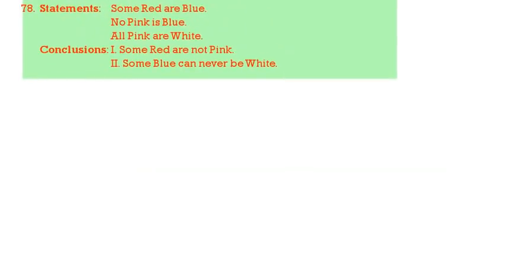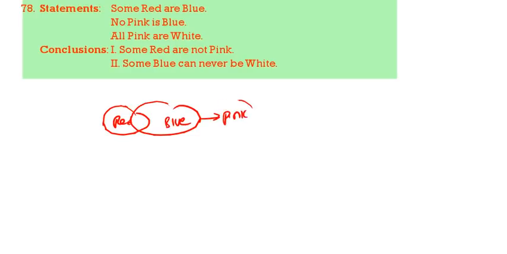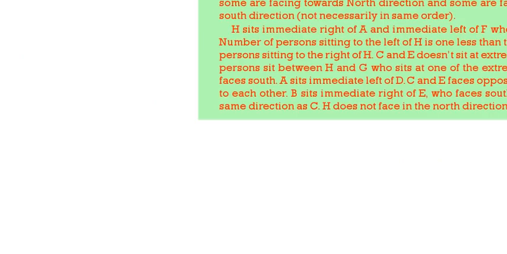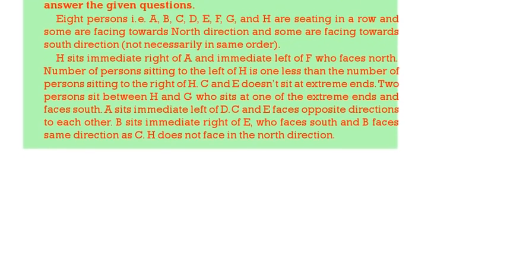Next, question 78. Some red are blue. No pink is blue. All pink is white. Some red are not pink definitely follows. Some blue can never be white. That one does not follow. There is a relation between white and blue, but there is no relation between blue and white. Second one does not follow. Next, 79 to 83.